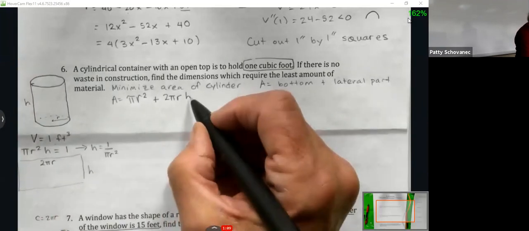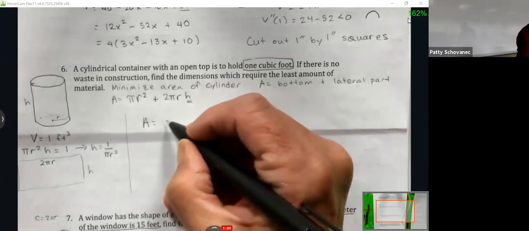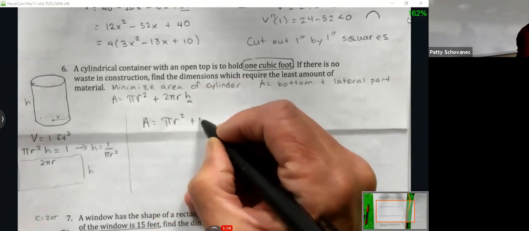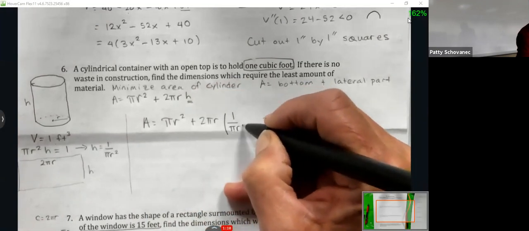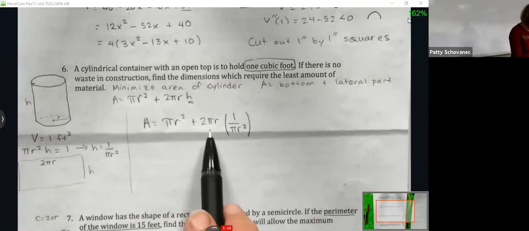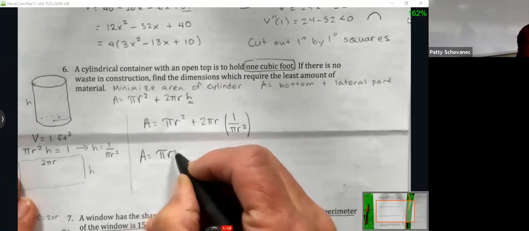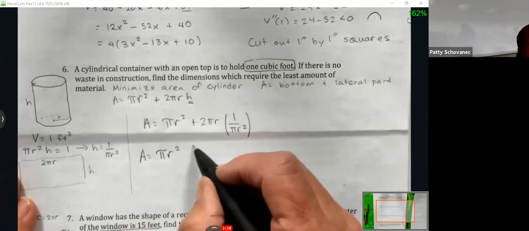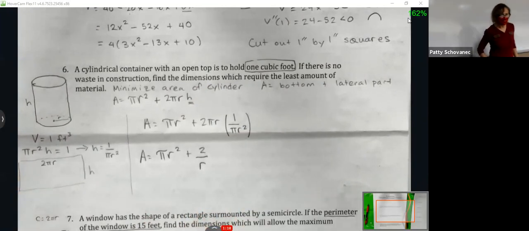So let's put that in where the h is up here. And our area function then looks like pi r squared plus 2 pi r times 1 over pi r squared. Pi's will cancel, and one of the r's will cancel. So I have area is pi r squared plus 2 divided by r. We always have to get our objective function in terms of one unknown.